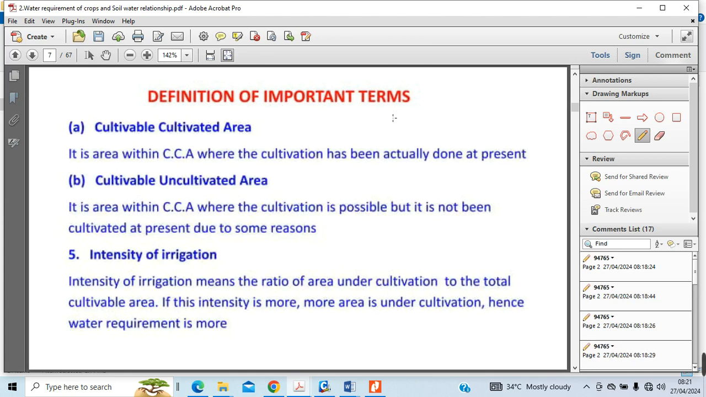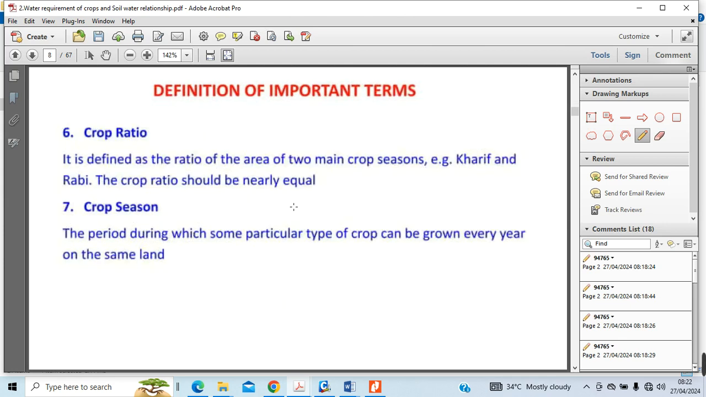Definition of important terms: cultivated area. It is the area where cultivation has actually been done at present. Cultivable, uncultivable area. The intensity of irrigation means the ratio of area under cultivation to total cultivable area. If this intensity is high, more area is under cultivation, hence water requirement is more. Crop ratio is also an important term. It is defined as the ratio of areas under the main crop seasons, Kharif and Rabi.